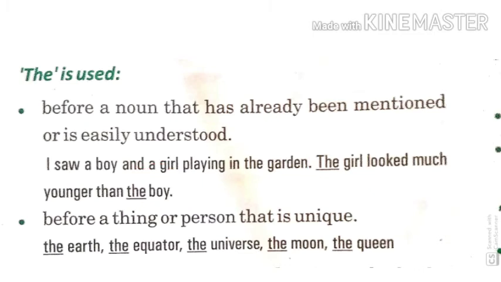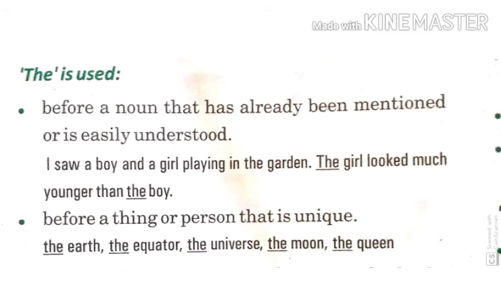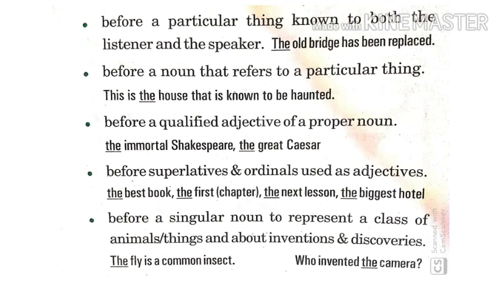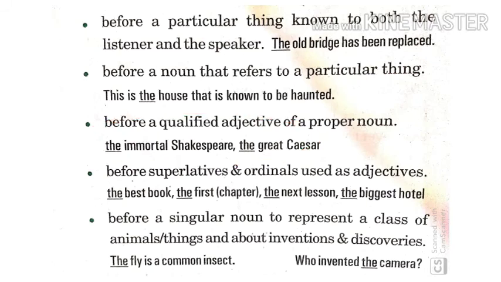Now, before a thing or a person that is unique, you've read it earlier also, there are certain things which are unique, like our planet, the earth, the equator, the universe, the moon. We use the with it since it is unique. Now, we also use it before a qualified adjective of a proper noun. What is a qualified adjective? Now, Shakespeare's name. You can't say the Shakespeare. So when you are using an adjective before Shakespeare, the immortal Shakespeare. Now you've heard of Julius Caesar, the great Caesar. Now before Caesar we are using an adjective. So before the adjective we will use the over here.